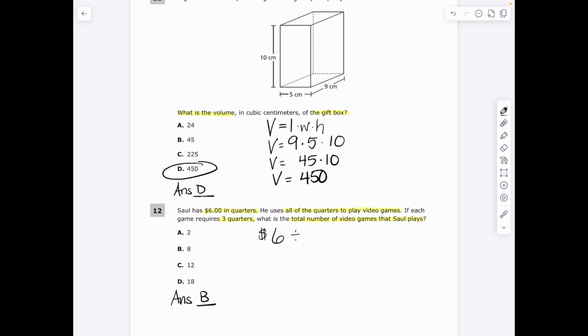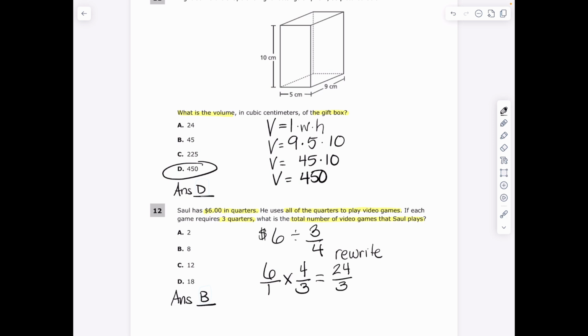So how do I represent the 3 quarters? Because I can't just do divided by 3. That doesn't make sense. $6 divided by 3. But I'm going to say 3 quarters. So I'm going to represent 3 quarters as 3 fourths. Okay, why? Because I know 4 quarters make $1. So 3 fourths. And now I'm going to rewrite this as 6 over 1. And I'm going to rewrite it as a multiplication, and I flip the other one around, 4/3.